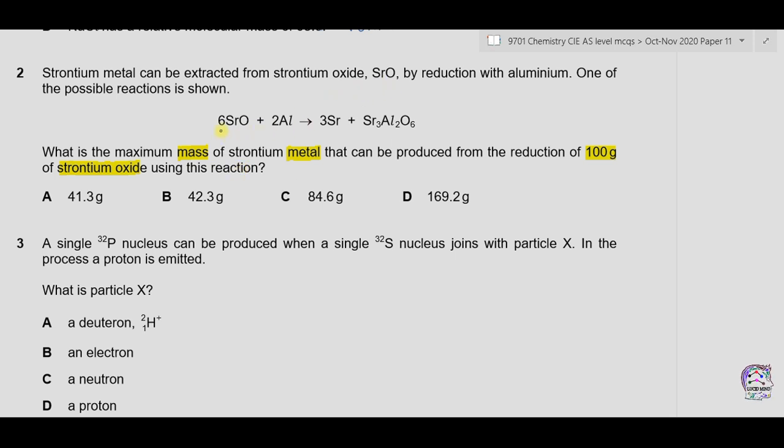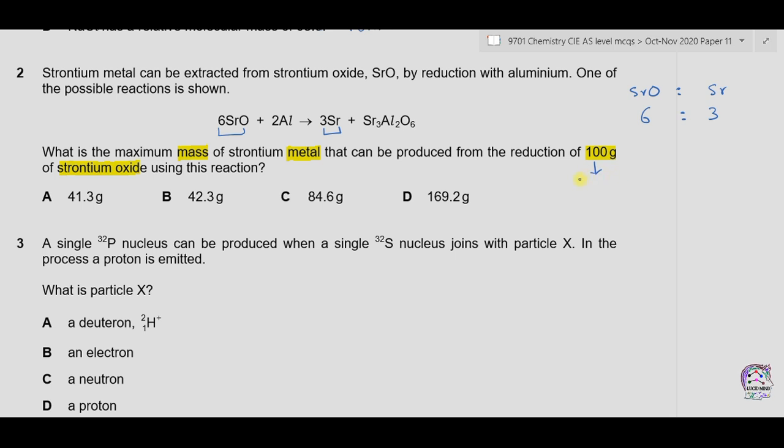Two things are given in the question. One is strontium oxide and second is strontium. We can find the ratio between them. So we have SrO and Sr. The number of moles given in the balanced equation is 6:3. In the question they have given 100 grams.